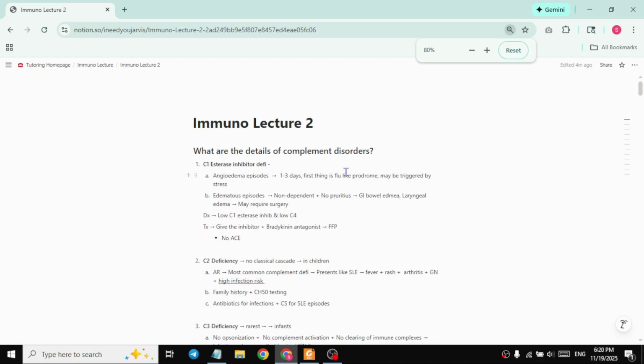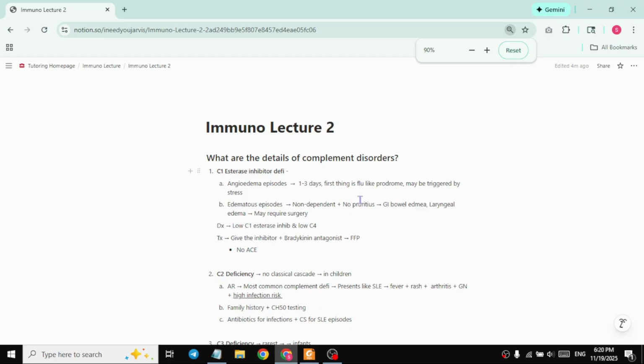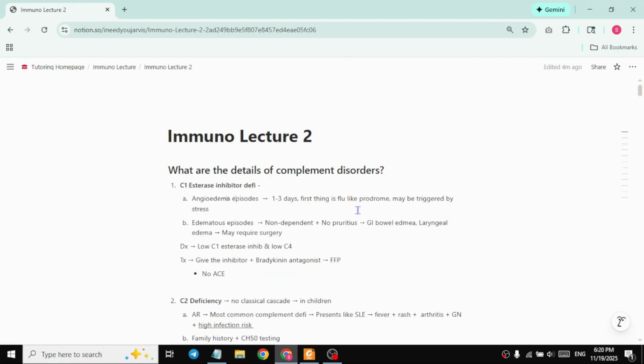All right, so we discussed complement disorders last time too, but I do want to emphasize a little bit on those types of disorders and make sure that we cover all the points that you're going to see in the stem. So first is C1 esterase inhibitor deficiency. We've seen this, we know what happens, but just to distinguish between the pathology, for example, you have the angioedema episodes, which are usually 1 to 3 days.